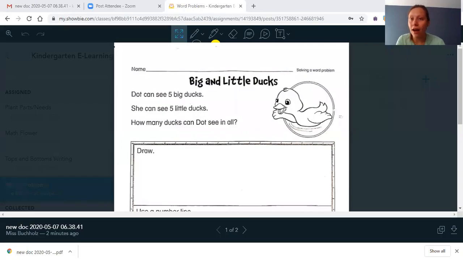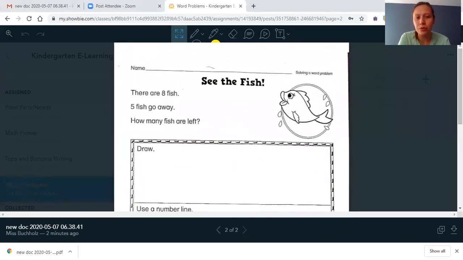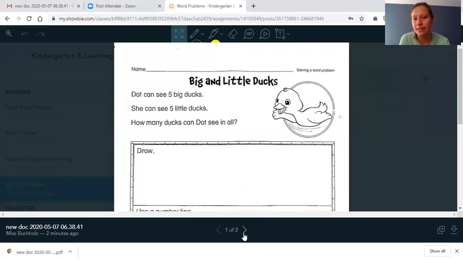All right, so I'm going to share my screen with you, and we're going to work through some word problems together. I'm going to show you how they want us to solve, some ways we can solve it, and how we look at a word problem. Okay. All right, so when you go in Seesaw or on the choice board, there's two word problems. There's one about ducks, and then page 2, there's one about fish. Okay? In Seesaw, you just have to click this little arrow.